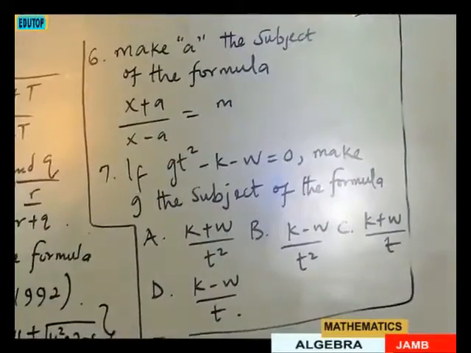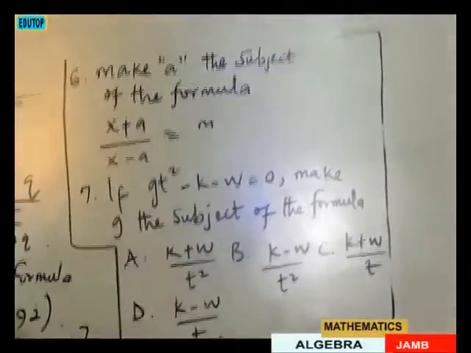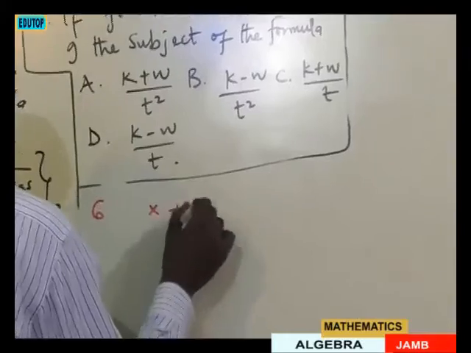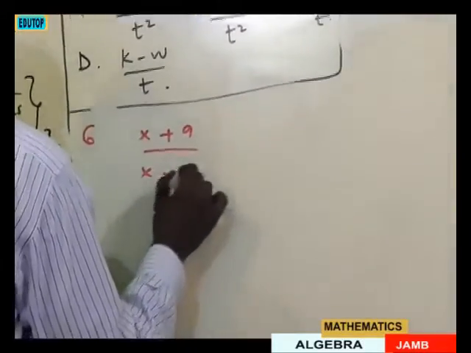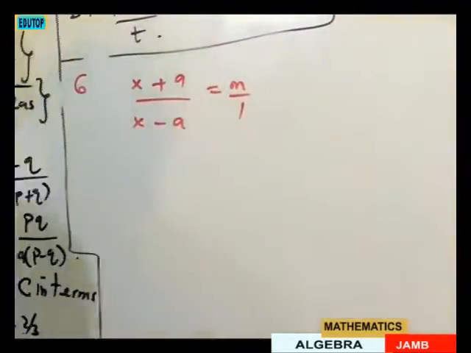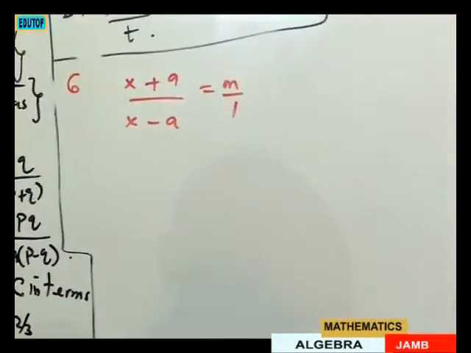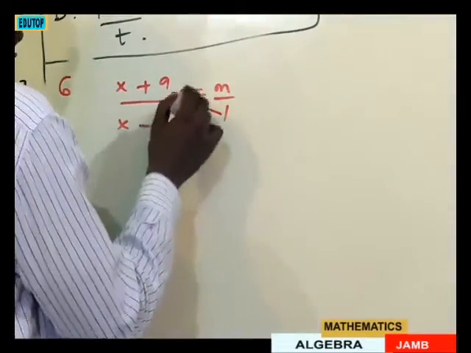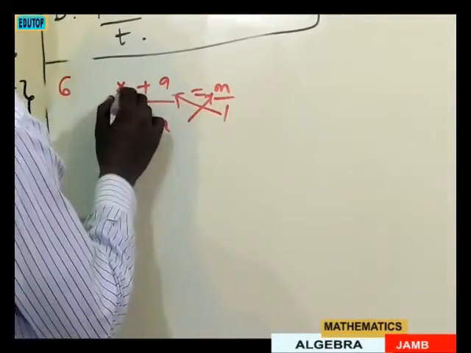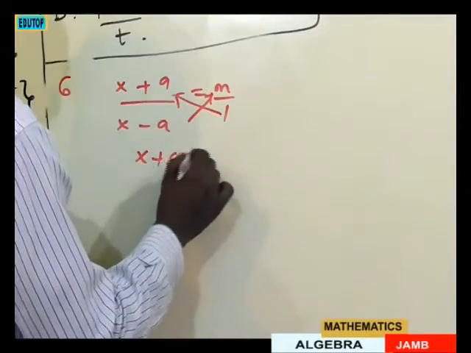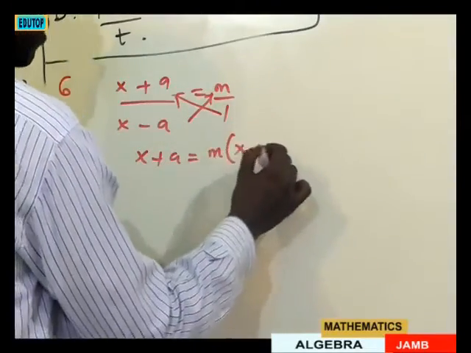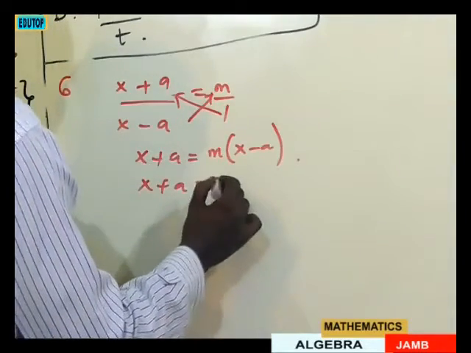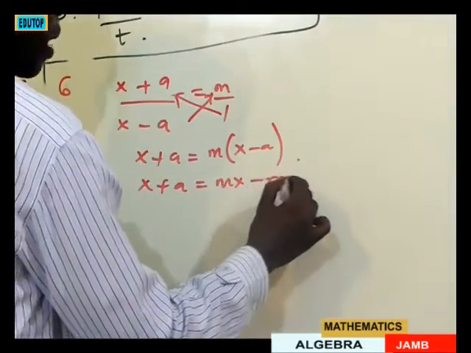Now, question 6. You are to make a the subject of the formula. So I have x plus a over x minus a equals n over 1. So I make everything a fraction, and I have to make a the subject of the formula. What I need to do here is to cross multiply. Cross multiply: 1 times x plus a, x plus a. Then I have n into x minus a. Then I open this one. I have x plus a equals nx minus an.